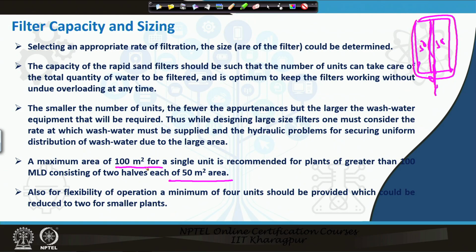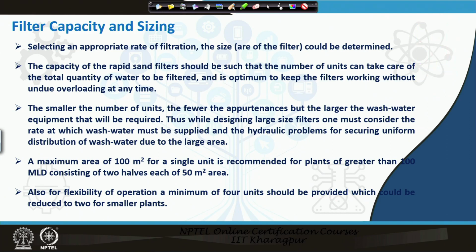Also, for flexibility of operation, generally 4 units are recommended. We should provide around 4 units, but if the plant size is too small, we can reduce that to 2. Instead of 4, we can just go for 2 units.